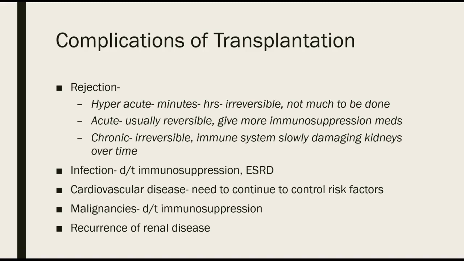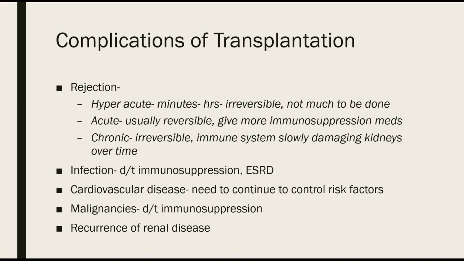Acute rejection is another type that can be reversible, by giving the recipient more immunosuppression medications, which can usually reverse that acute rejection. The third type is chronic, and chronic is irreversible and slow over time. It's the immune system damaging the kidneys slowly over time, and unfortunately these patients end up in the same place as they were before the transplant. They may end up back on dialysis.